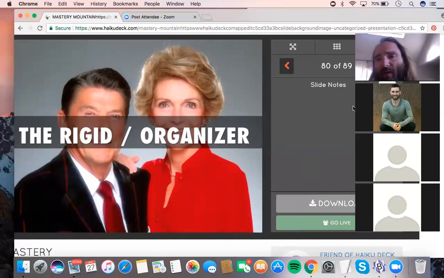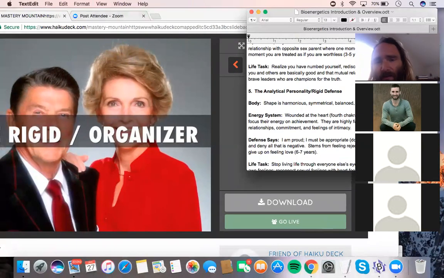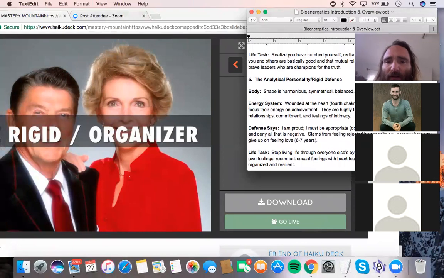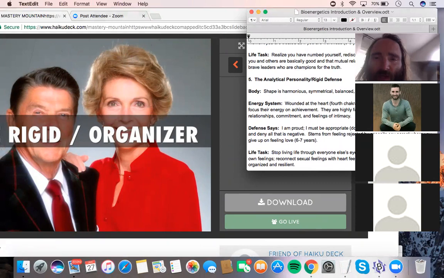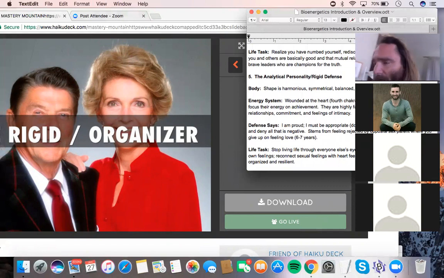Now, let's get to the rigid organizer here, and then we'll close up these ones. I see they're also called the analytical type, but they're the organizer. The shape is harmonious, symmetrical, balanced. It's often very stiff. Muscles can be stiff. I think they often can be dehydrated. I think marketing people and politicians tend to be very like this. So they can be very results oriented. Obama is probably one of the great rigids of our time.